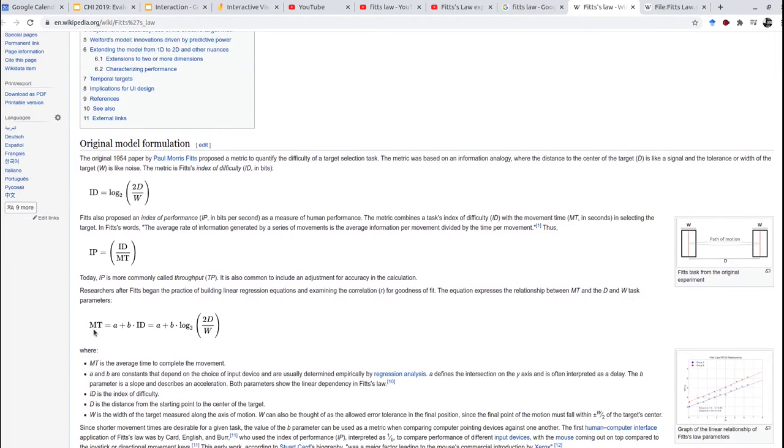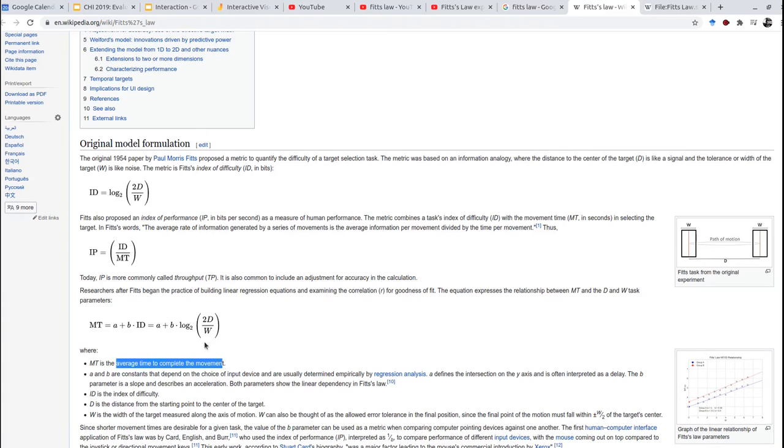So the task time, the average time to complete the movement, MT, is a, which is a constant depending on the task, plus b, which is a constant depending on the task and technique that you're using to navigate, times this index of difficulty, which again is this log of the distance divided by the target width.